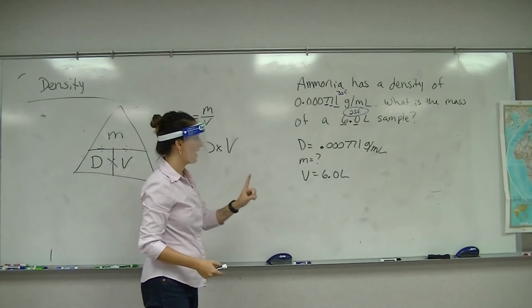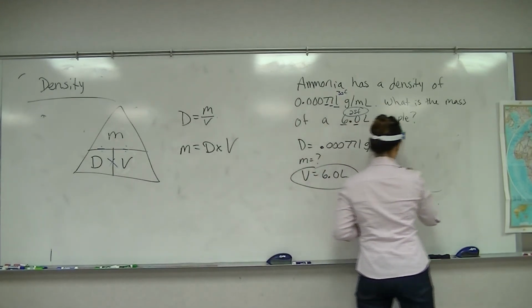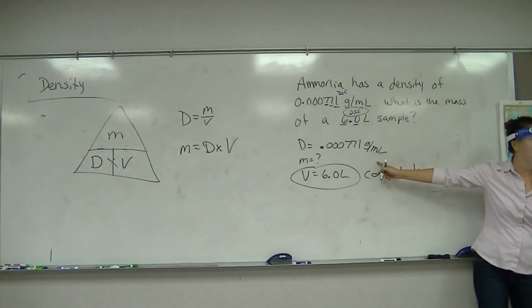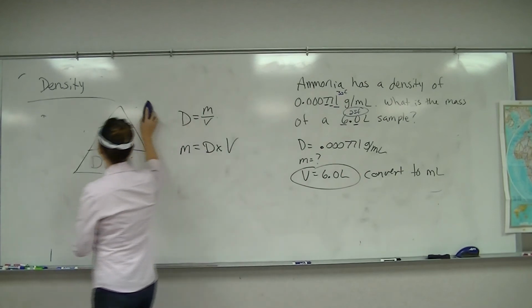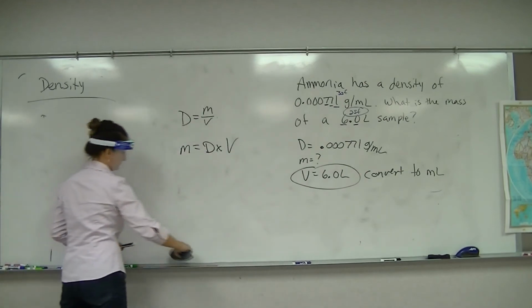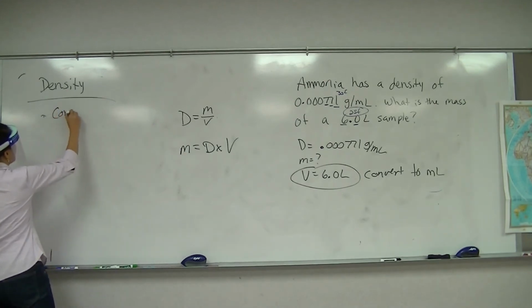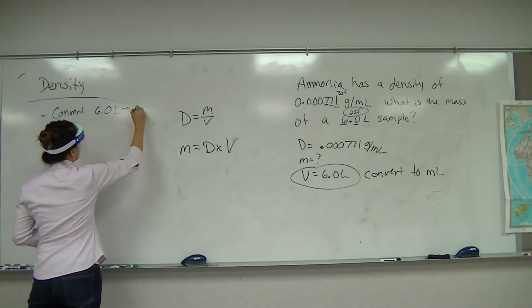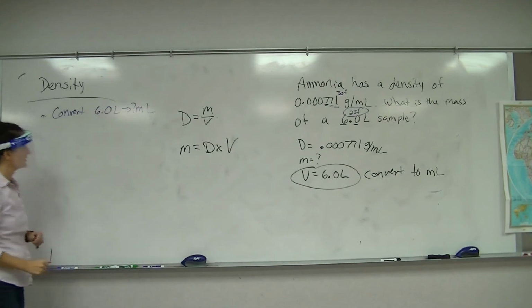So our first step is going to be to convert this volume to milliliters. We need it in the same units that the density has it in before we can put it in the equation. Okay, so I'm going to go over here and do that. Kind of a side thing. So we're going to convert 6.0 liters to milliliters. I use a different color for that, just for fun, I guess.